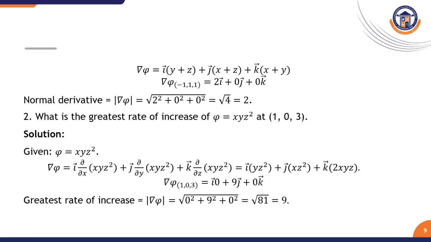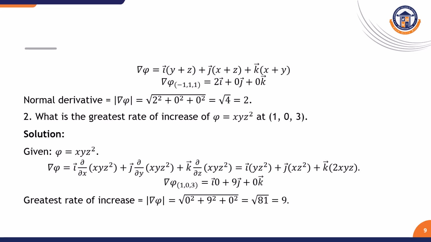So del phi is i vector (y plus z) plus j vector (x plus z) plus k vector (x plus y). After finding this grad phi, we evaluate del phi at the particular point minus 1, 1, 1. Here we replace x by minus 1, y by 1, z by 1. So the answer is 2i vector plus 0j vector plus 0k vector.